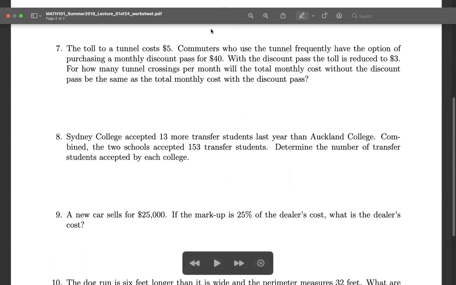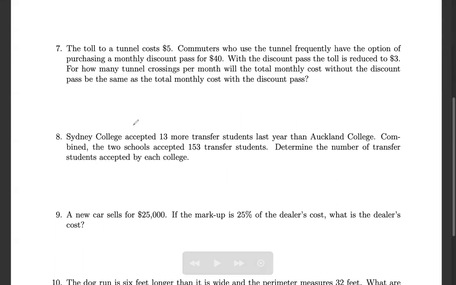Let's see 7. The tunnel toll costs $5. Commuters who use the tunnel frequently have the option of purchasing a monthly discount pass for $40. Which means each month it costs you $40. You don't have to pay any extra anymore. With the discount, you pay $40 for the membership fee, then you get a discount. So now each time you cross, you only have to pay $3 instead of $5.